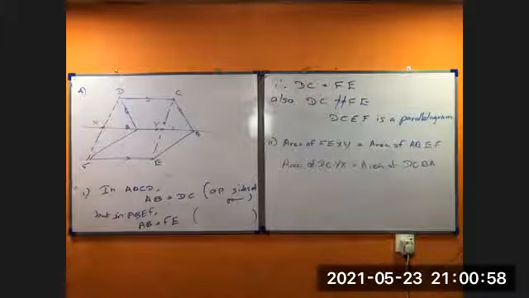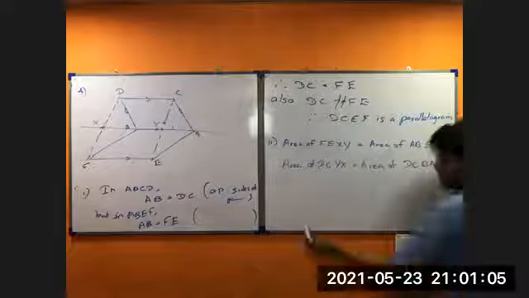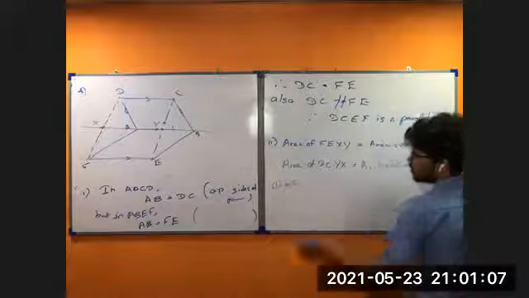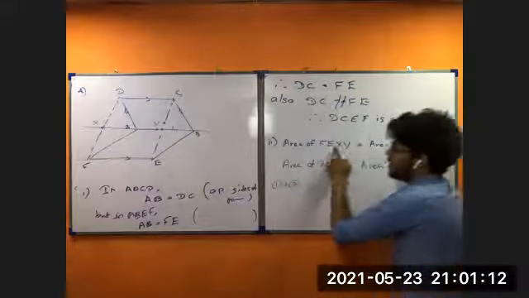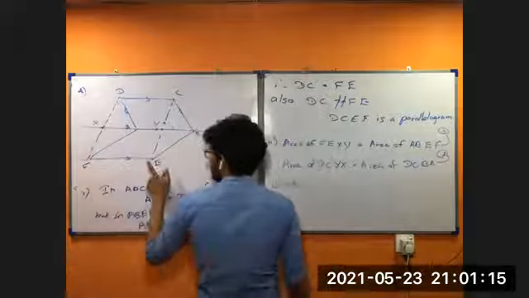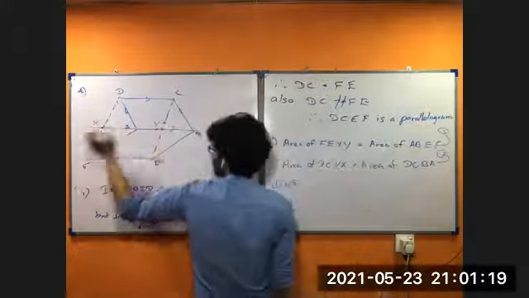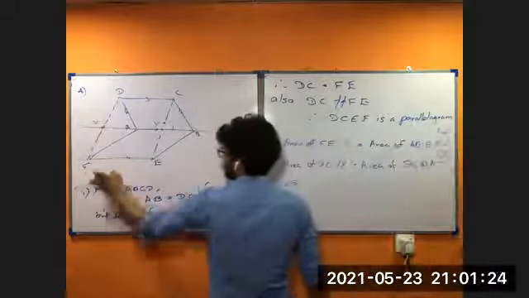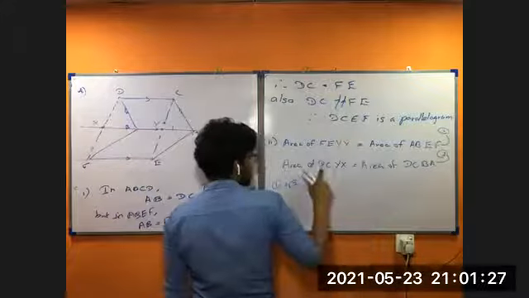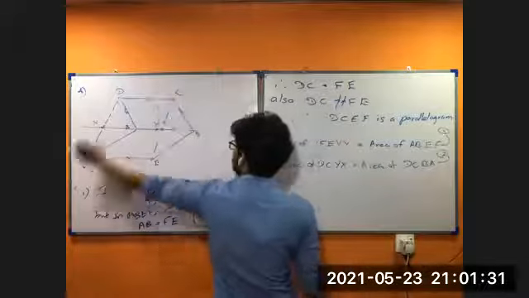DCBA. So now you can add these two, right? I'm going to add them, 1 plus 2. Then what happens if I add those two? Area of FEYX, area of AVYX, sorry, it should be YX. FEYX plus area of DCYX. Area of DCYX is going to be this full thing, right?